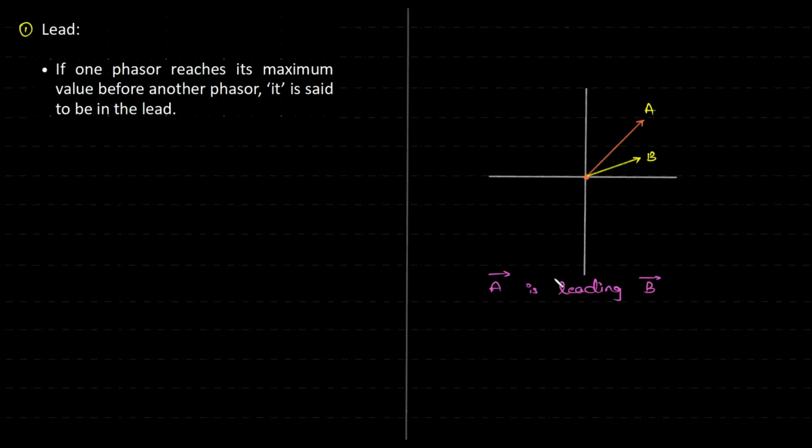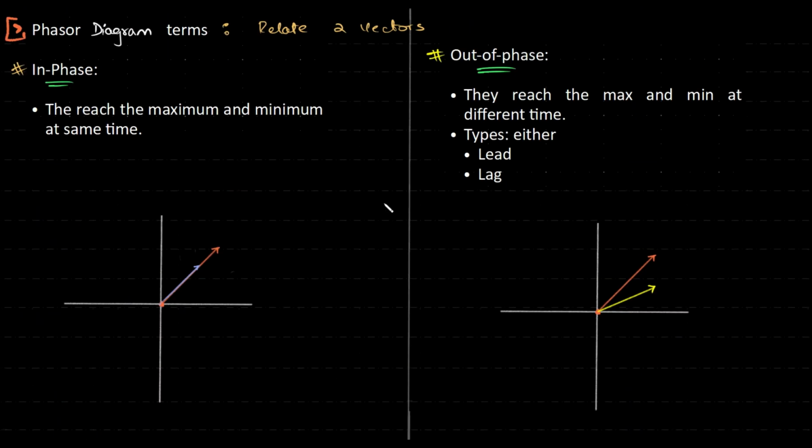So here, A is reaching faster than B. So A is leading B. Other way around is B is lagging A. Yeah, that's it.